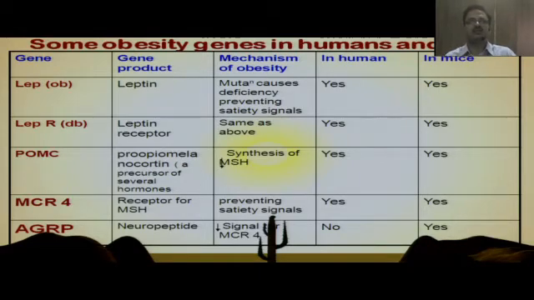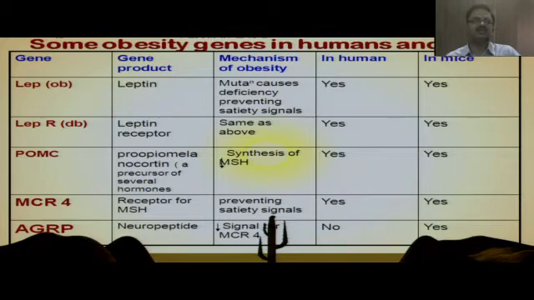Now the mutation causes deficiency, preventing satiety signals. So signals from the satiety center are prevented. It is present in humans as well as in mice. Leptin R receptors, again the mutation of these receptors causes deficiency, preventing the satiety signals.